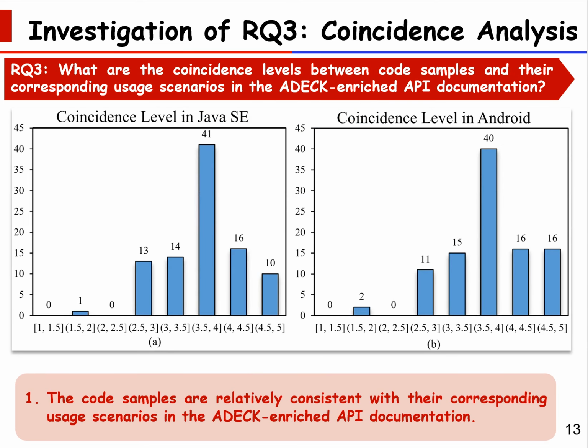This figure shows the frequency histograms for the coincidence levels between usage scenarios and code samples in the DAC-enriched API documentation. The average scores are about 4 on a 5-point Likert scale. It means that the code samples are relatively consistent with the corresponding usage scenarios.